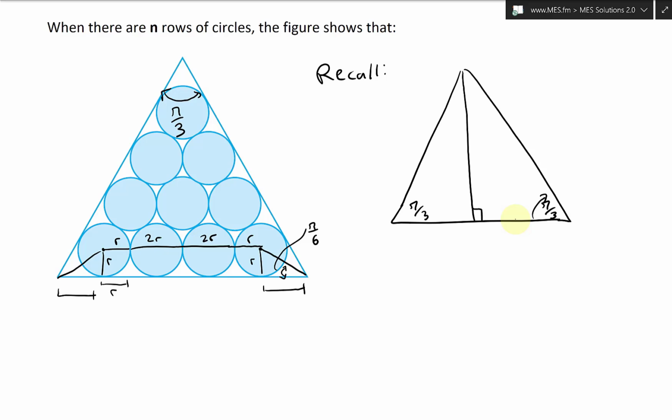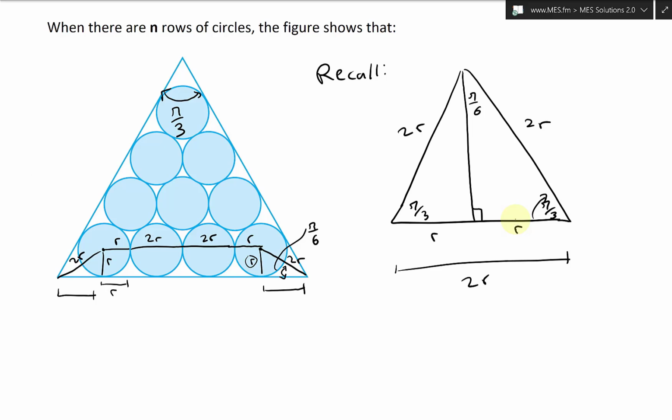So if this is pi over 6, and if this is r, this part here, then this hypotenuse is 2r, because it's all the same. So this is r. So in other words, this has to be the same. So this full length is 2r. And it's all equilateral, so this is 2r, like that. And same for here, this is 2r.